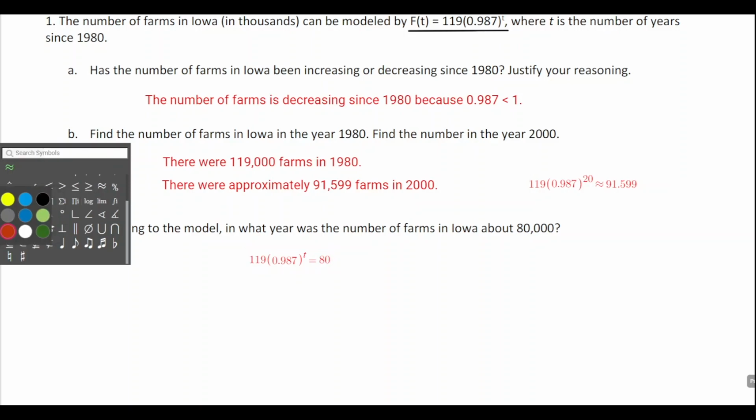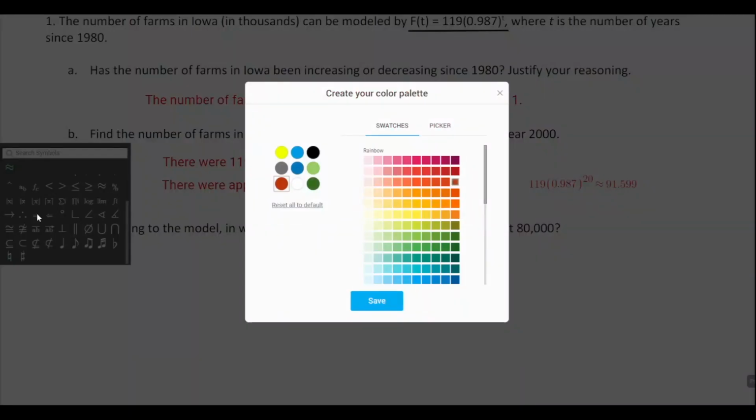Okay, so to get a good value here, we're first going to divide both sides by 119. So it's going to equal 80 over 119. And I'm not even going to bother trying to simplify that. It's really just not worth it, since we're going to end up putting this in the calculator anyway.